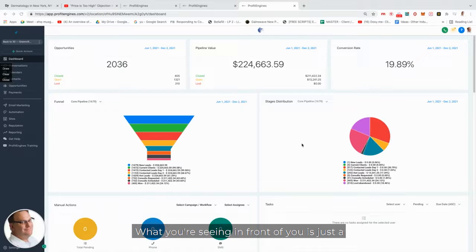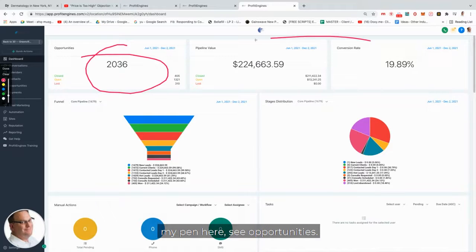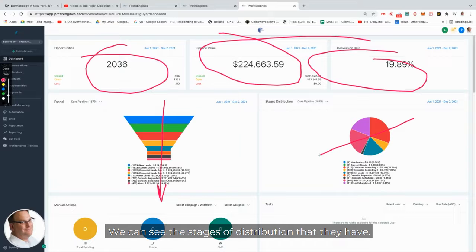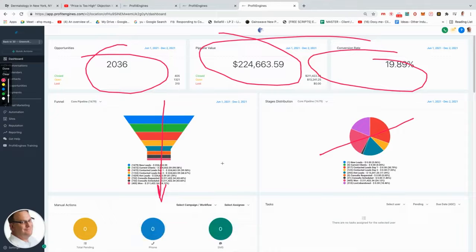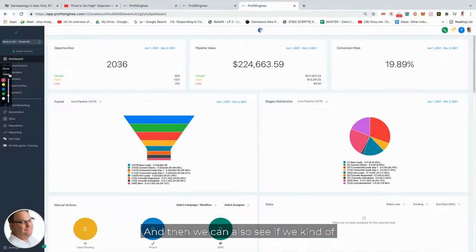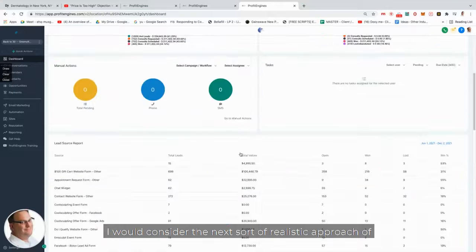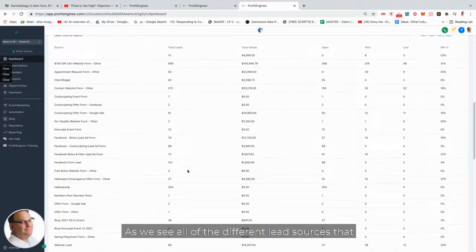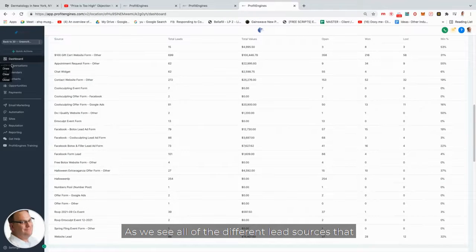What you're seeing in front of you is just a typical dashboard where we can see, and I'm going to use my pen here, opportunities, a pipeline value, and a conversion rate. We see where the opportunities are in the funnel and the stages of distribution that they have. And if we look down here, in what I would consider the next realistic approach to managing this, we see all of the different lead sources that are coming in.